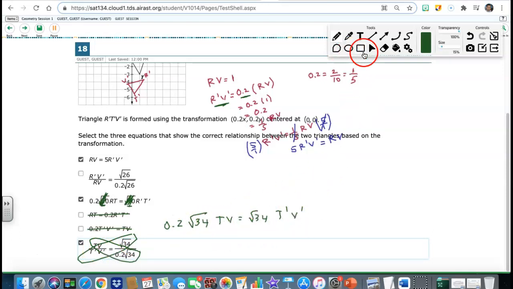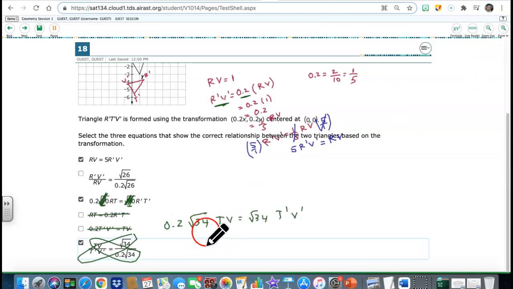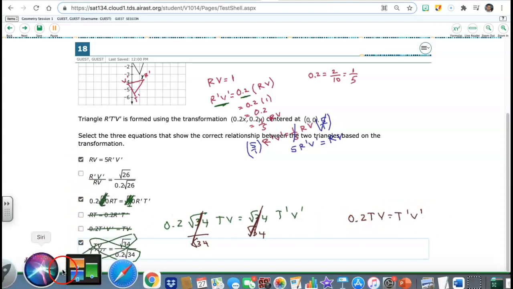Let me just do a simple algebraic process. If I want to get rid of this square root of 34, I have to divide by square root of 34 on both sides. What's going to happen here? It cancels. What do I have left? 0.2 of the big one is equal to the little one. I just got rid of the square root so you can see it better. You see that? 0.2 times a big number is going to give me the little one. And that's right. And that's why those three are the options.